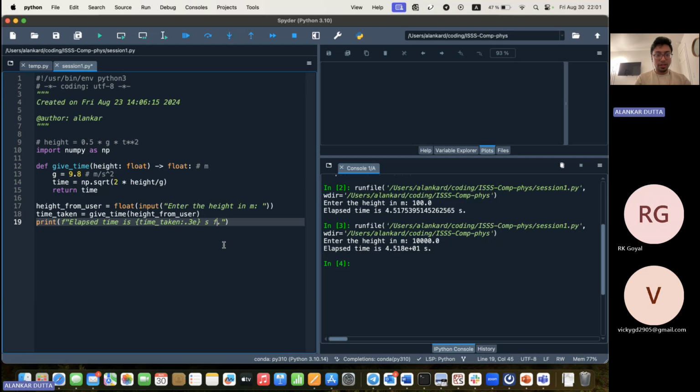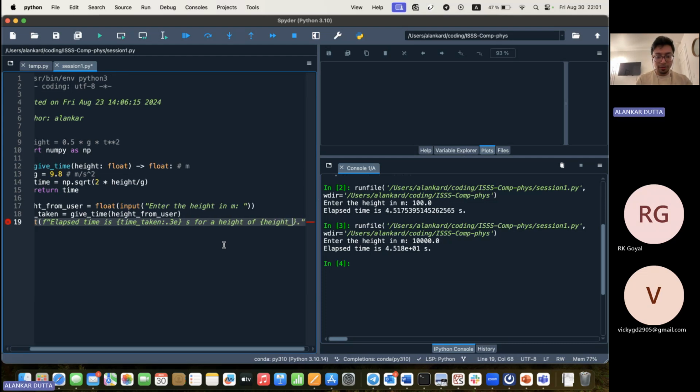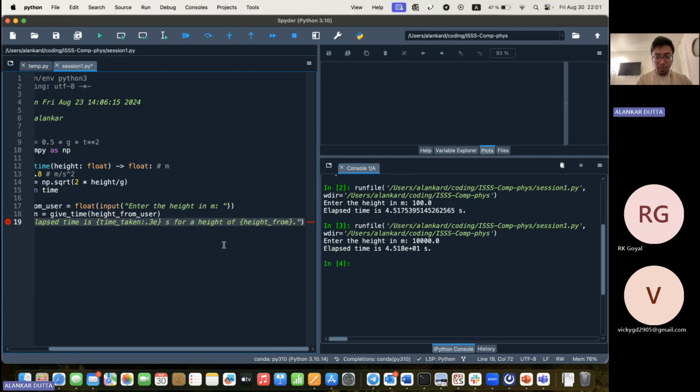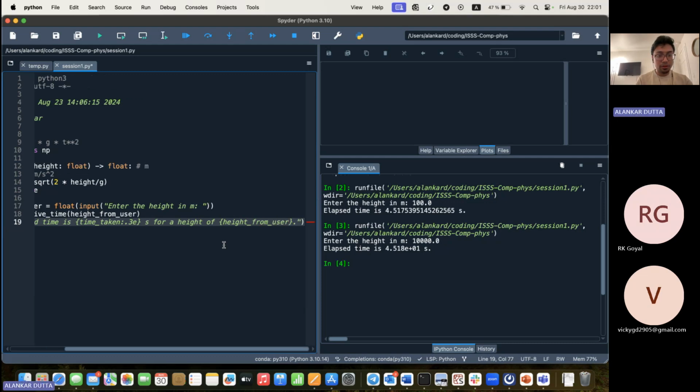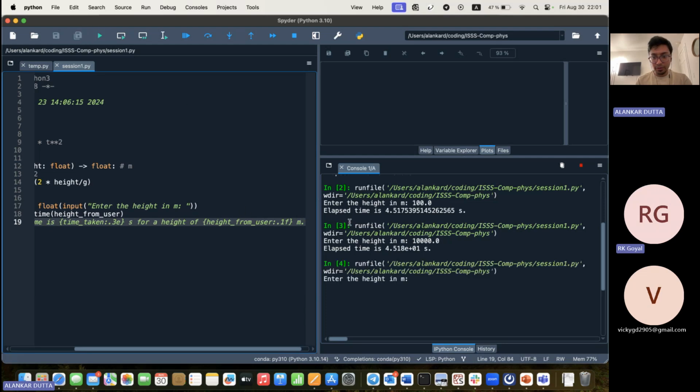Yeah, you can just keep on typing like this for the height, whatever height the user has given, and this is also to one decimal place, in meters, right? Then let's run this once again and give something like this. I mean, you can give whatever. And so this gives you some output like this.